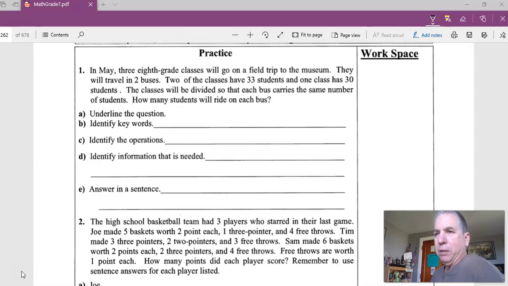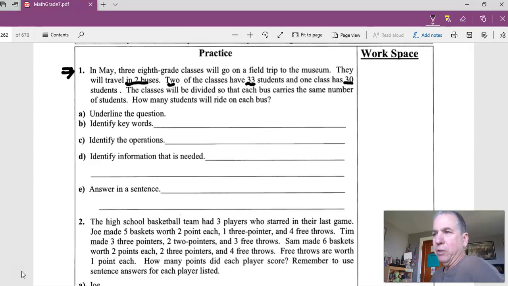Lesson number 6. Let's take a look here at problem 1. In May, 3 8th grade classes will go on a field trip to the museum. They will travel in 2 buses. 2 of the classes have 33 students, and 1 class has 30. The classes will be divided so that each bus carries the same number of students. How many students will ride on each bus?